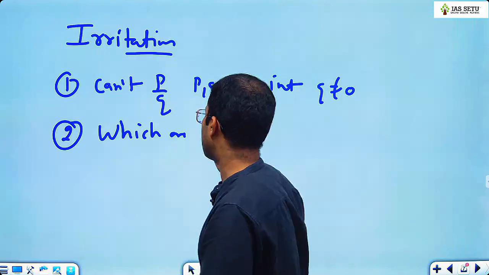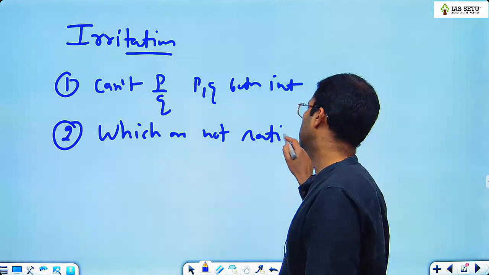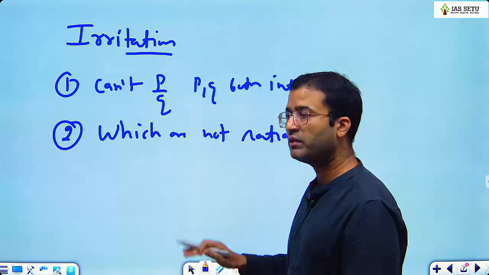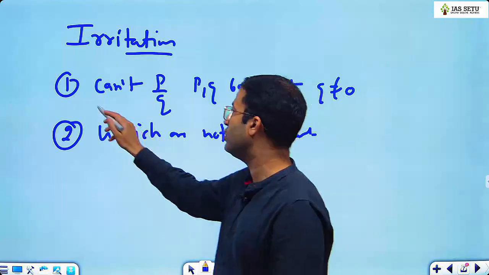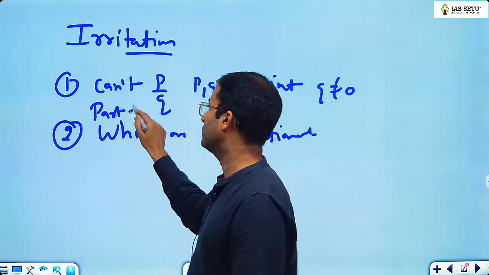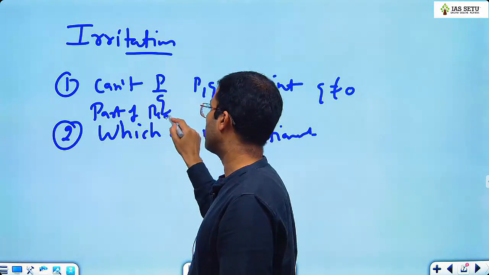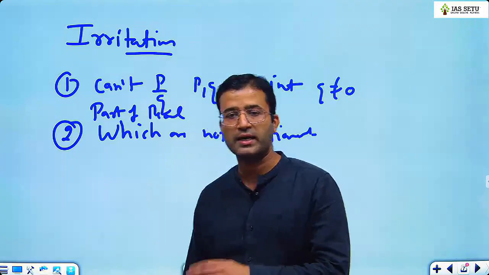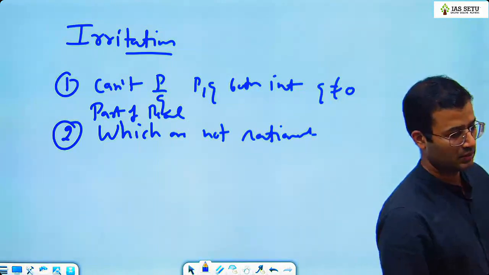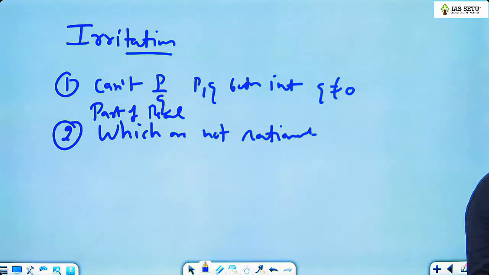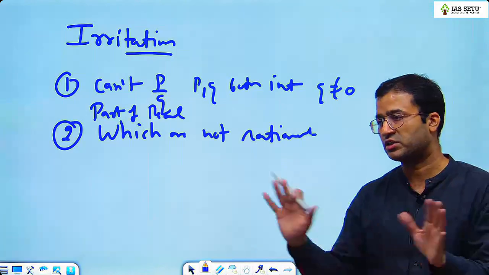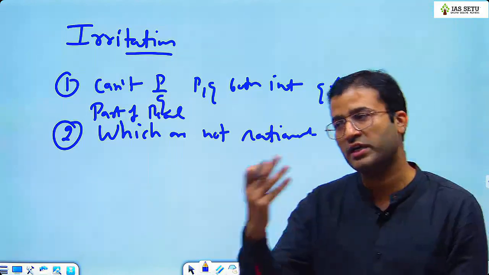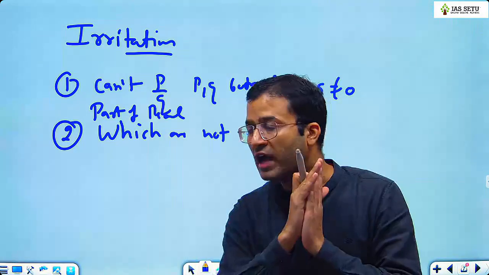Which are not rational. Part of real number which are not rational. ऐसा भी लिख सकते हो, part of real number but which are not rational. Real number का तो part है but rational नहीं है. Because there is no overlapping in rational and irrational. या तो rational होगा या irrational होगा. We don't have any single example.